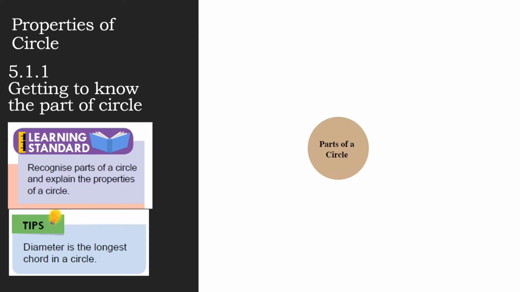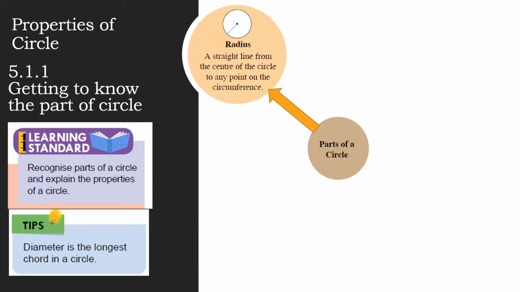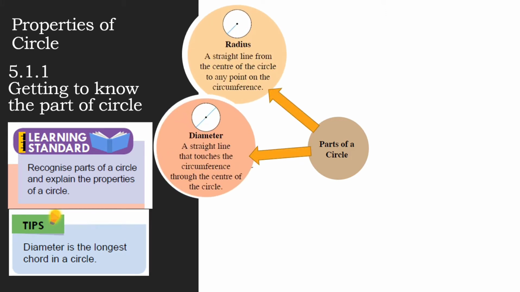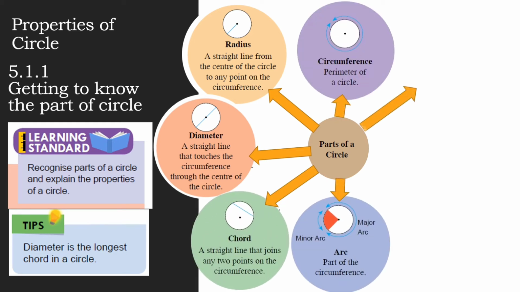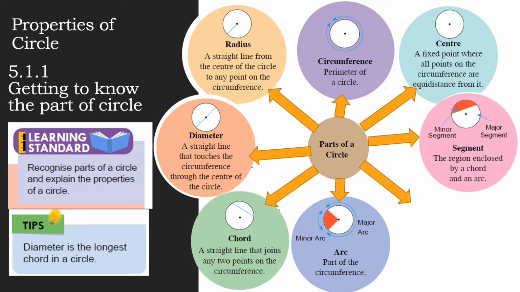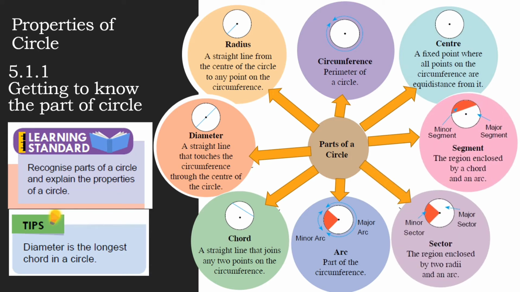According to the previous video, we already learned that there are parts of a circle. All these parts of a circle you can refer to your textbook. Okay, for arc, which is part of the circumference, here is the arc. All outside here is what we call arc. For the larger one, we call it major arc. The smaller one, we call it minor arc.